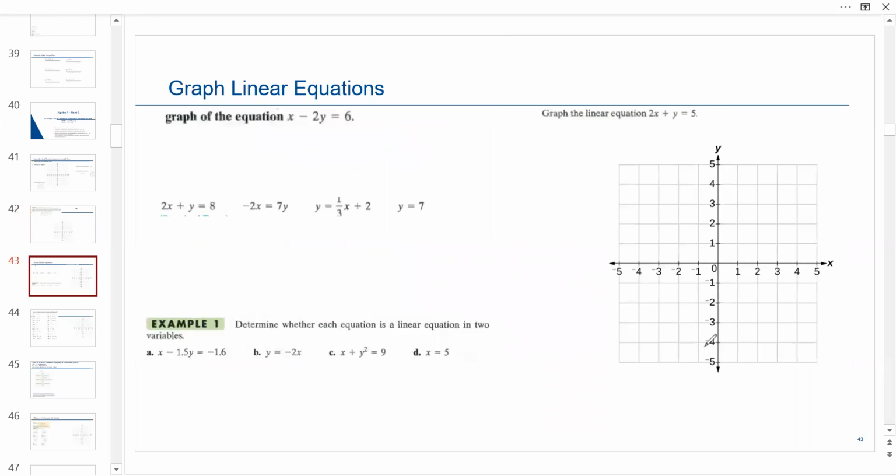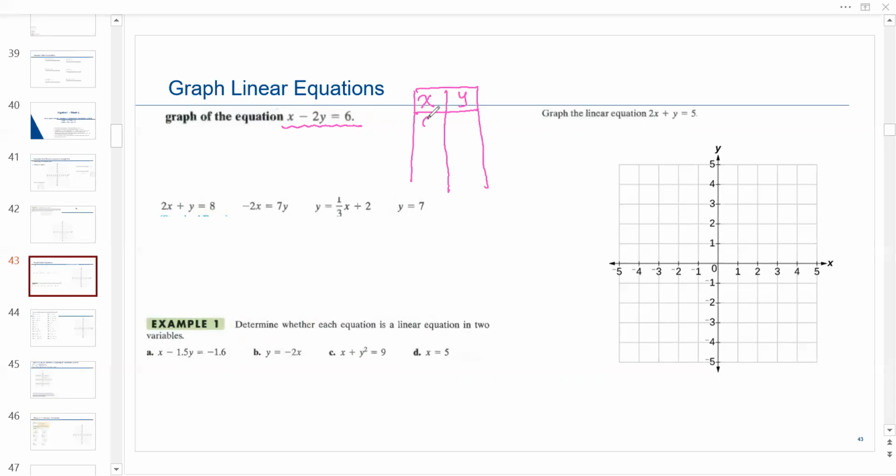All right. So suppose x and y have a linear relationship between the two, and their relationship is like this: x minus 2y equals 6. How do we do this one? We can use the xy table method.